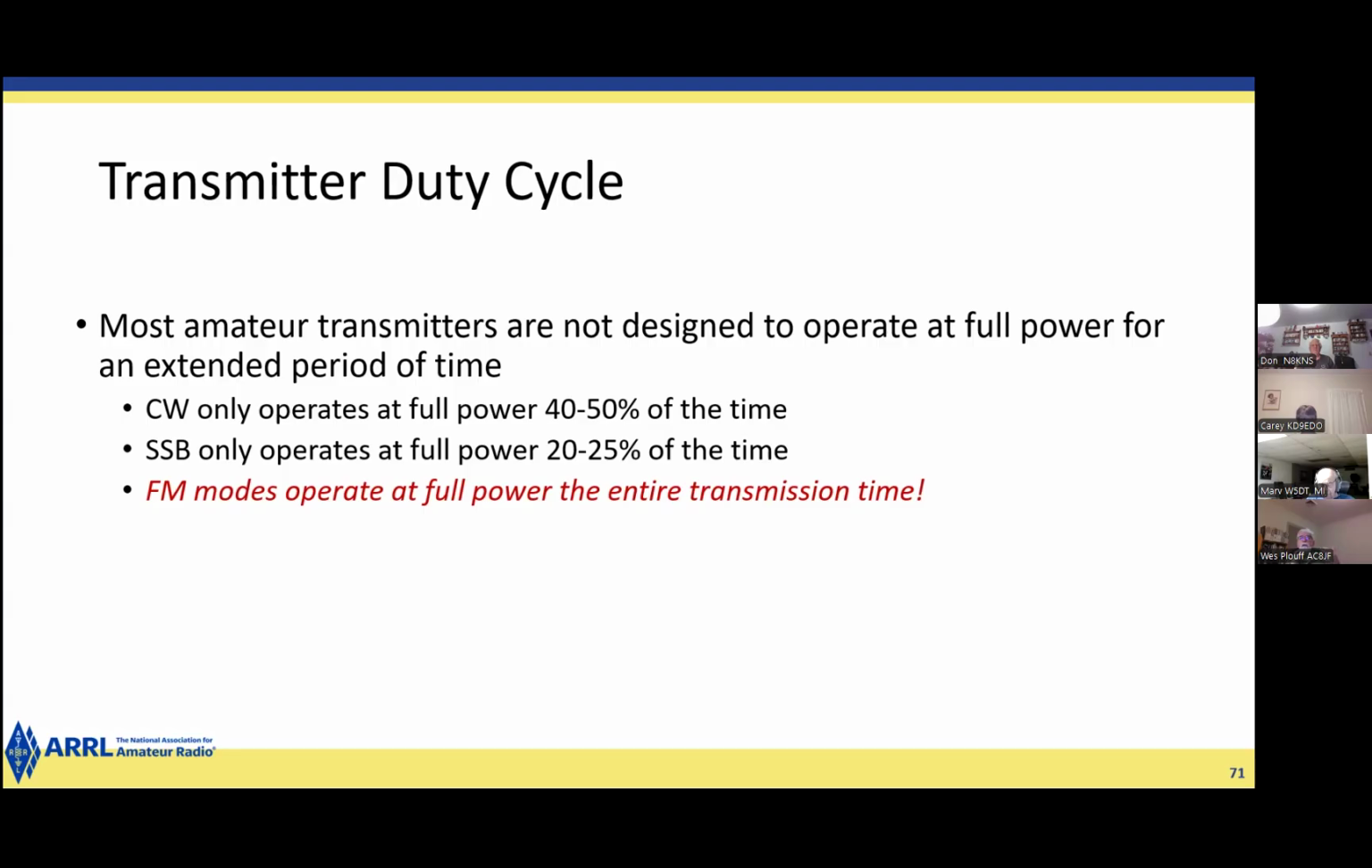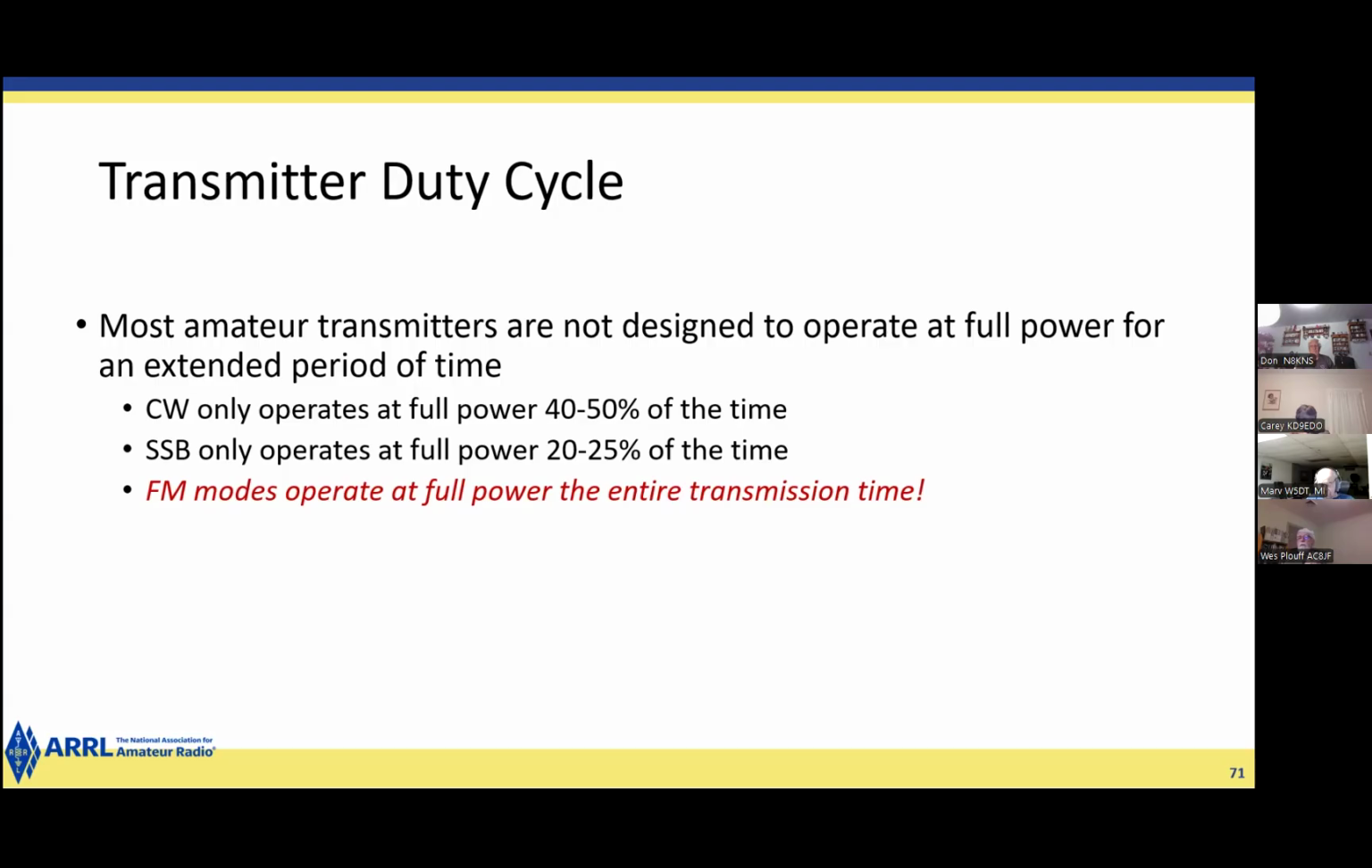Single sideband, because your voice has peaks and lower level parts, lower volume parts, you're transmitting at full power 25% or less of the time. Well, you need to watch out for that. Now, notice here it says FM modes operate at full power the entire time of transmission.